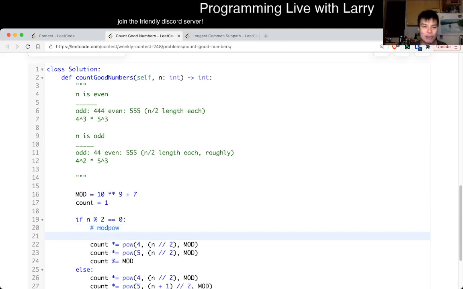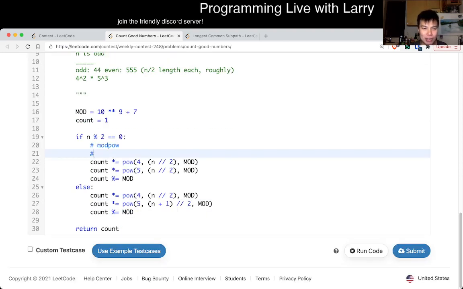To give a 20-second overview of modpow, it's basically noticing that the power of x to the n is equal to the power of x to the n over 2, squared, right? Once you realize this, of course you have to do some math about odd digits and stuff like that. That's basically the idea. And with the mod part, this is also true. So once you have all this in place, you just have to be careful at implementing it.